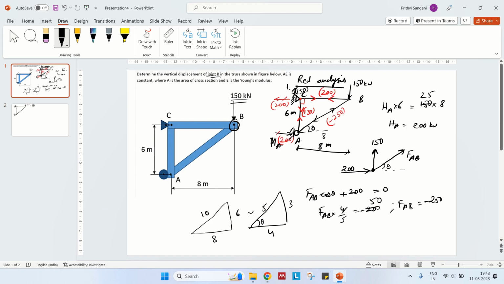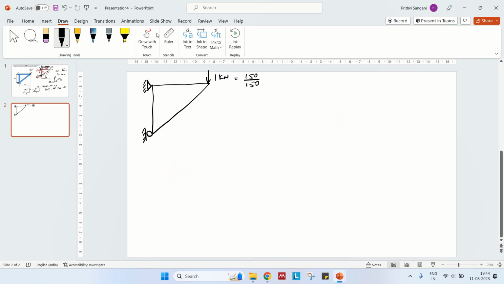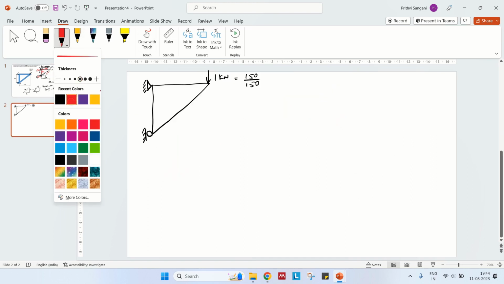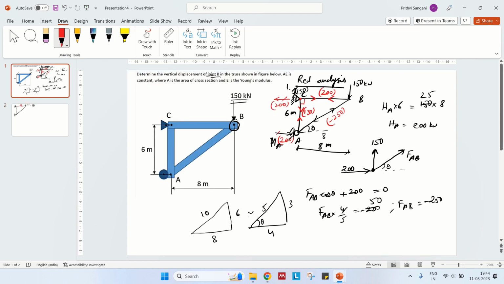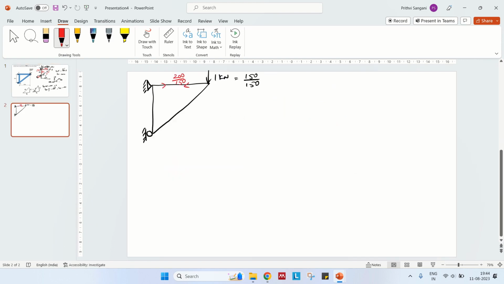So what are our earlier answers? The force in CB is 200, so that will be 200 by 150. Then what about the force in AC? It is 150, so 150 by 150.